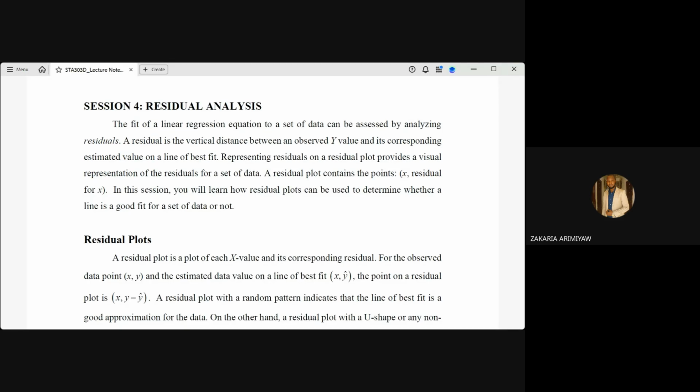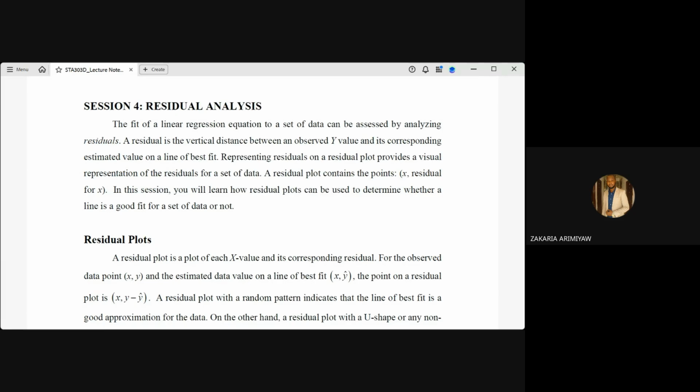So an estimate of the error term is known as a residual, and it is obtained by finding the difference between the actual y value and the corresponding predicted y value. So you subtract y cap from y, and that will give you the residual. For every value of x, you can calculate the corresponding residual.